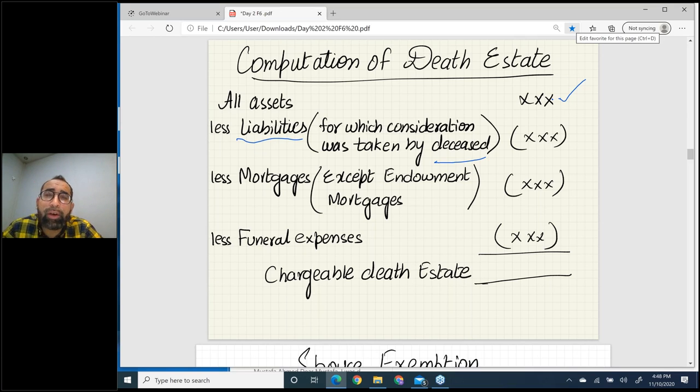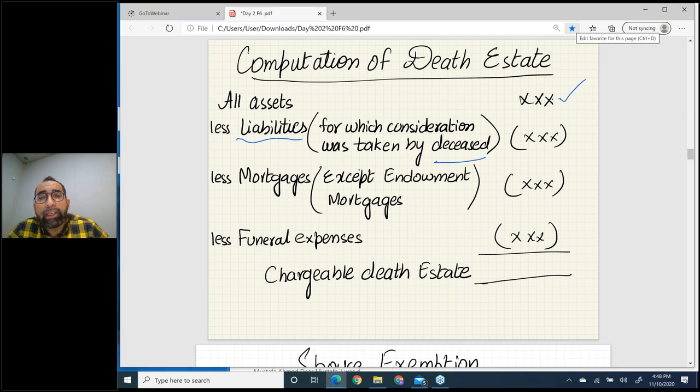Less mortgages. Yes, mortgages are allowed. Normal mortgages are allowed, because normally in the UK and USA, 90% of houses are on mortgage, right? That's the culture. So a normal mortgage is allowed, but one mortgage is not allowed, and that is endowment mortgages.